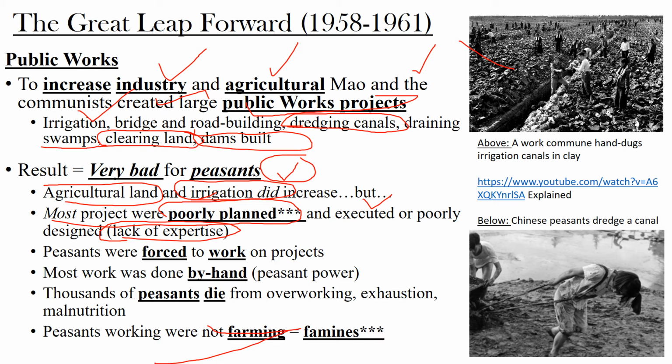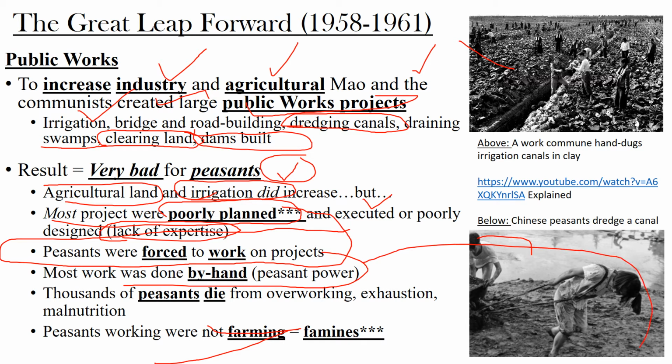So the cadre leaders just forced peasants to work on these projects. They're like, yep, we got to do it. Mao wants a canal here. Mao wants to dredge this older canal. A lot of this work was done by hand. They didn't have tractors and a lot of machinery in China. And again, Mao didn't believe he needed it. He believed that the peasants, properly motivated, could do anything. And so what you have is thousands of peasants dying from being overworked and exhausted.